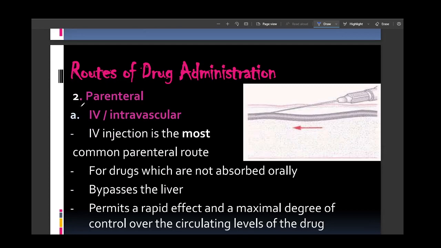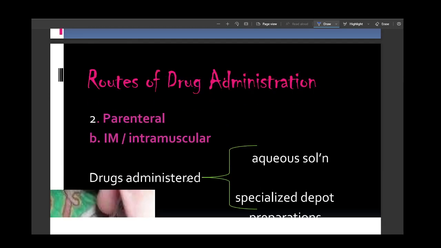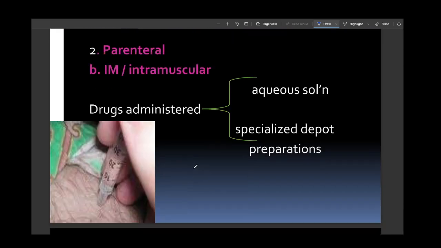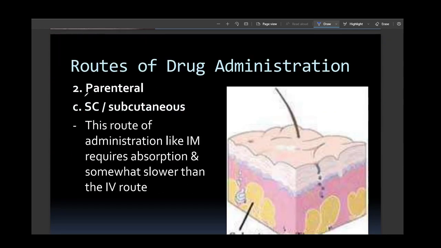Okay, then there are the parenteral routes. IV injection is the most common. Bypasses the liver, for drugs which are not absorbed orally. Rapid effect. Can introduce bacterial contamination and can cause hemolysis. Then there is IM: acylation, specialized depot preparations. Then there is the subcutaneous. The absorption is somewhat slower. Okay.